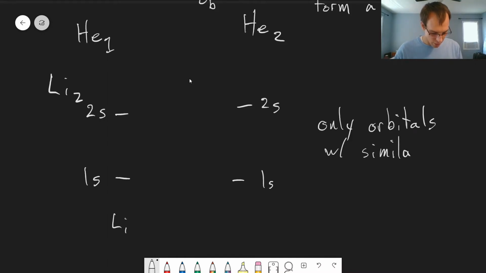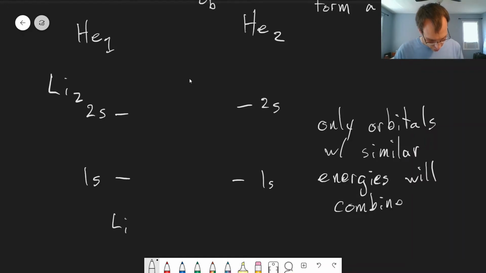So a 1s orbital on a lithium atom is much lower in energy than a 2s orbital, and so the 1s orbitals will interact and form molecular orbitals, and the 2s orbitals will interact and form molecular orbitals. But you won't have a 2s and a 1s orbital on lithium combining to form molecular orbitals; only orbitals with similar energies will combine. And our same rule applies: however many atomic orbitals go in, that's how many molecular orbitals we get out. So for our 1s electrons down here, we'll have 2 orbitals that form, a sigma and sigma star orbital.